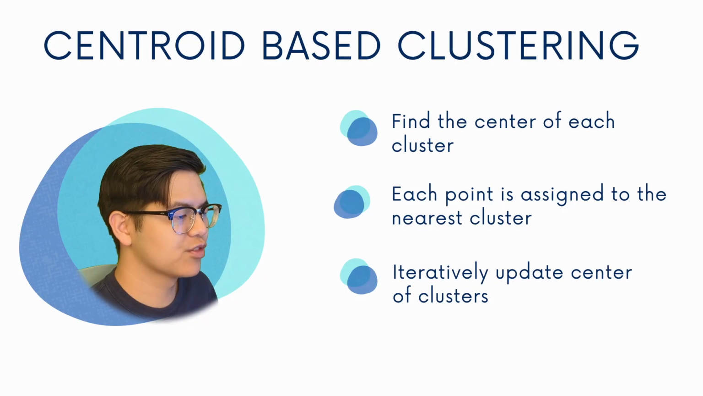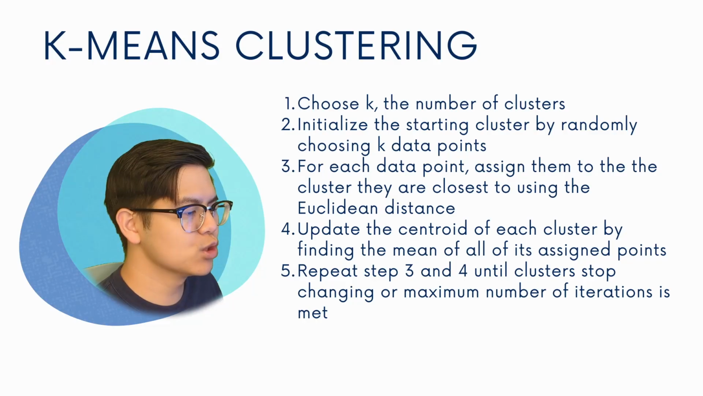The first type of clustering is centroid-based clustering. This type of clustering relies on finding the center of each cluster and iteratively assigns points to that cluster, then updates that new center. The most widely used centroid-based clustering algorithm is k-means clustering.